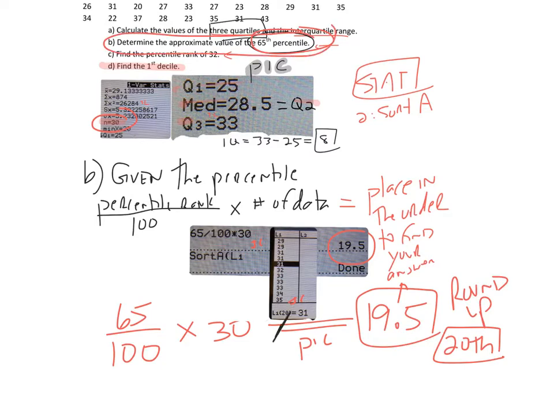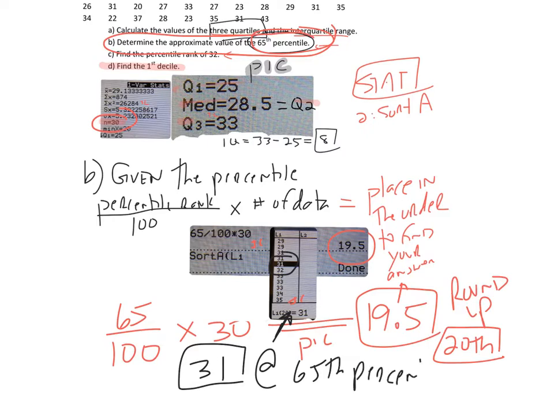So here, scroll down until you see your list and then the number 20 in parentheses, and here it corresponds to the data value 31. So that's your answer. 31 is at the 65th percentile. What does that mean? That means approximately 65% of the data are less than or equal to 31. Again, this is approximate, so about 65% of the data are less than or equal to 31, meaning 35% of the data is greater than the number 31. So that's how you find a value if you're given a particular percentile rank.